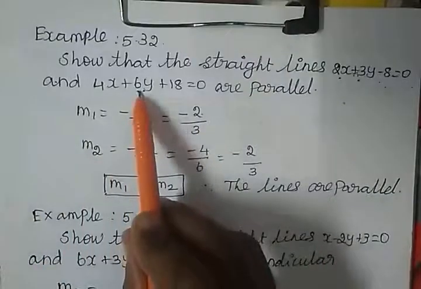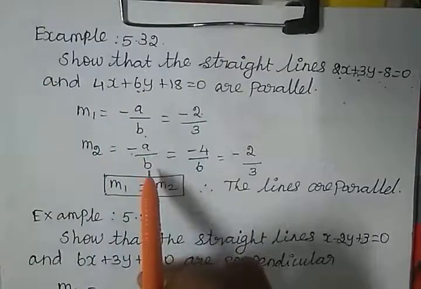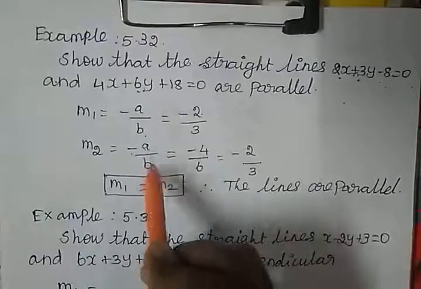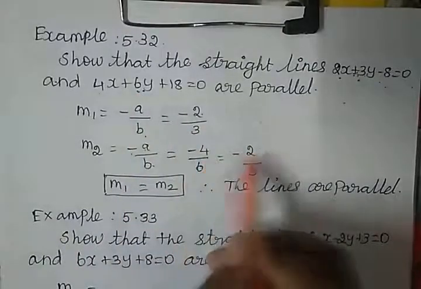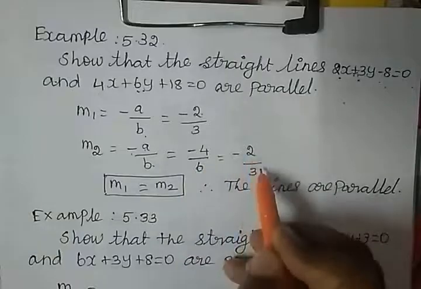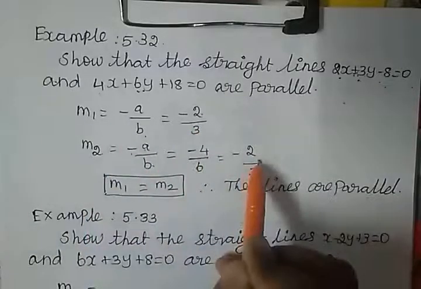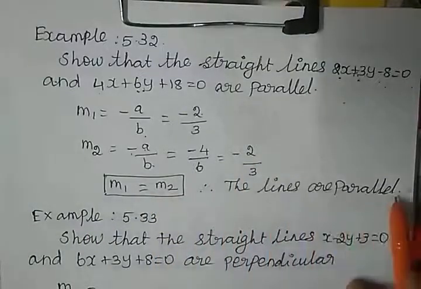The slope of the second line is the same thing, minus coefficient of x by coefficient of y. The coefficient of x is 4 and the coefficient of y is 6. Simplify the fraction: 2 2s are 4, 3 2s are 6, so minus 2 by 3. The slope of the first line and the slope of the second line are equal. So therefore the given lines are parallel.